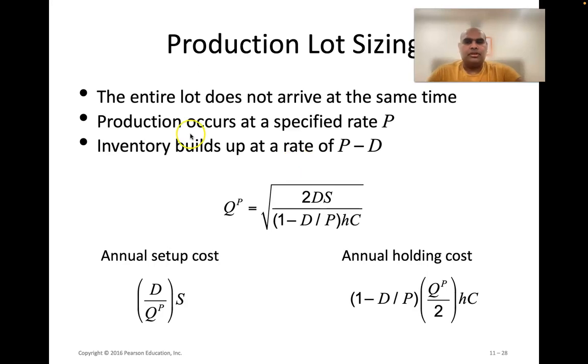So what happens then? What happens if the entire lot does not arrive at the same time? So we can call this the production. Production occurs at a specific rate, and we're going to call it capital P. And inventory builds up at a rate of P minus D.